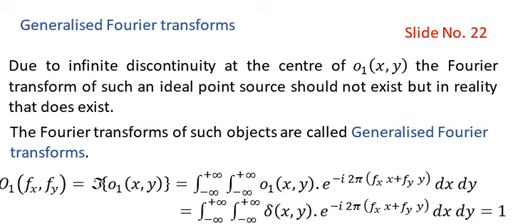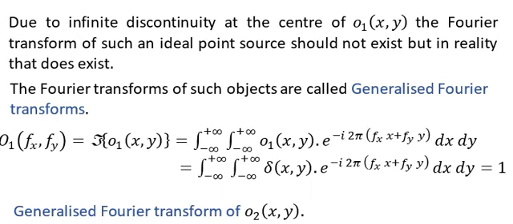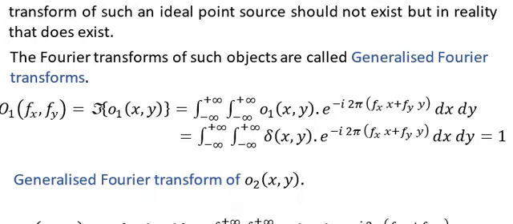Due to infinite discontinuity at the center of object O1, the Fourier transform of such an ideal point source should not exist, but in reality that does exist. The Fourier transforms of such objects are called generalized Fourier transforms. Let's compute the generalized Fourier transform of the object O1.